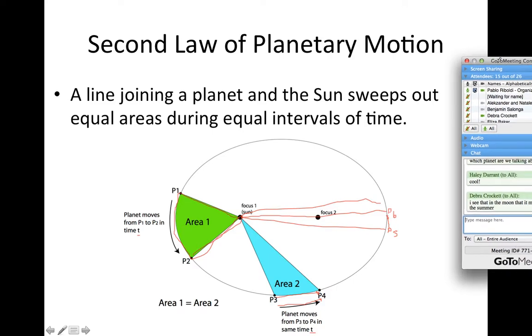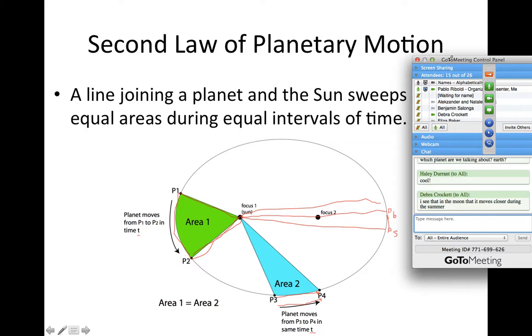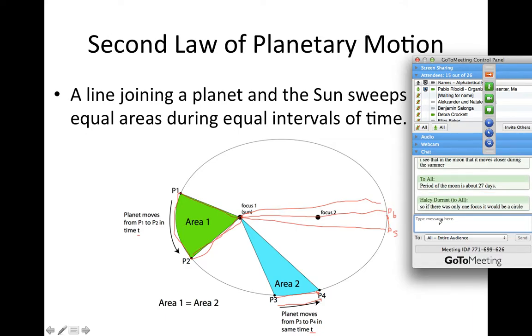But this happens for the Moon and the Earth every 27 days, all right? Because that is the period of the Moon, about 27 days. So every 27 days the Moon is going to be in the apogee, it's called, the farthest distance from the Earth, and then it's going to be in the perigee halfway through, closest to the Earth. Mm-hmm. So, yes, that's correct.